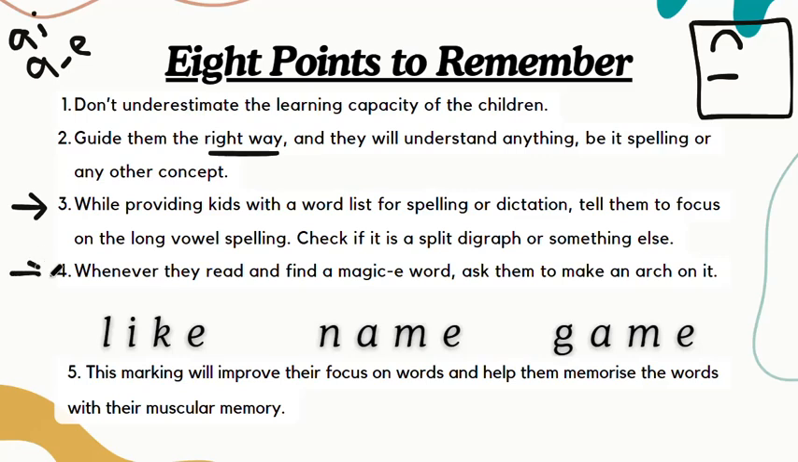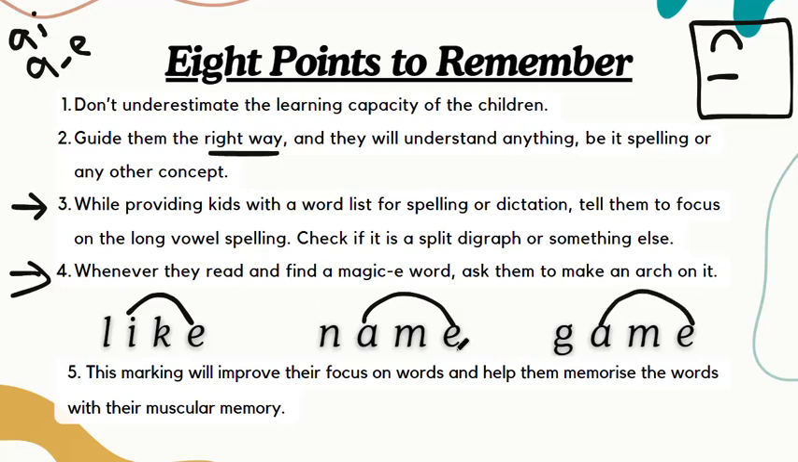Next point is, if you are not giving them a dictation or spelling test, okay, they are simply reading. So when they read and find a magic key word, ask them to mark it with an arch. For example, they are reading a book and they find the word like. Tell them to have a pencil in their hand and mark like, split digraph, name, split digraph, game, split digraph.